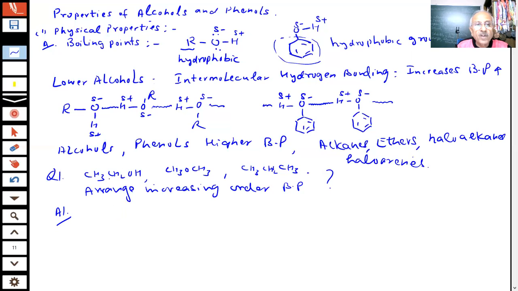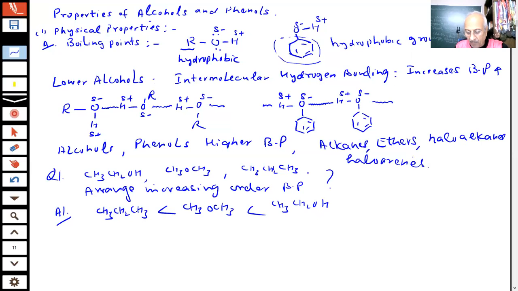The answer is clear. Alcohols will have the highest boiling point. Ether: CH3, CH2. So how do you arrange them in order, student? Such a question has already been given on the board. The reason is that alcohols have hydrogen bonding, while ethers have only polar, weak van der Waals forces.